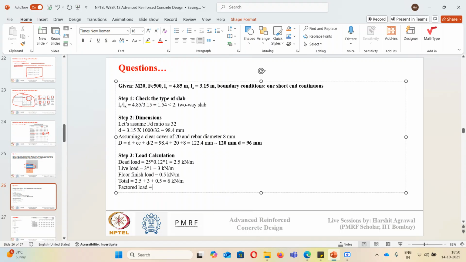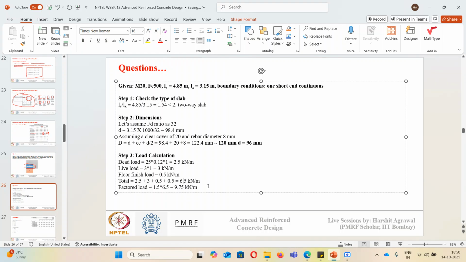So factored load will be 1.5 times 6, which will be 9 kilonewton per meter. Generally, for safety we can increase this load by 0.5 kilonewton further, just to account for any additional load that can act, like sudden loading conditions or some temporary live load which can act due to machinery. If I do that, we'll get the total factored load as 1.5 times 6.5, so it will be 9.75. So this is our assumption.